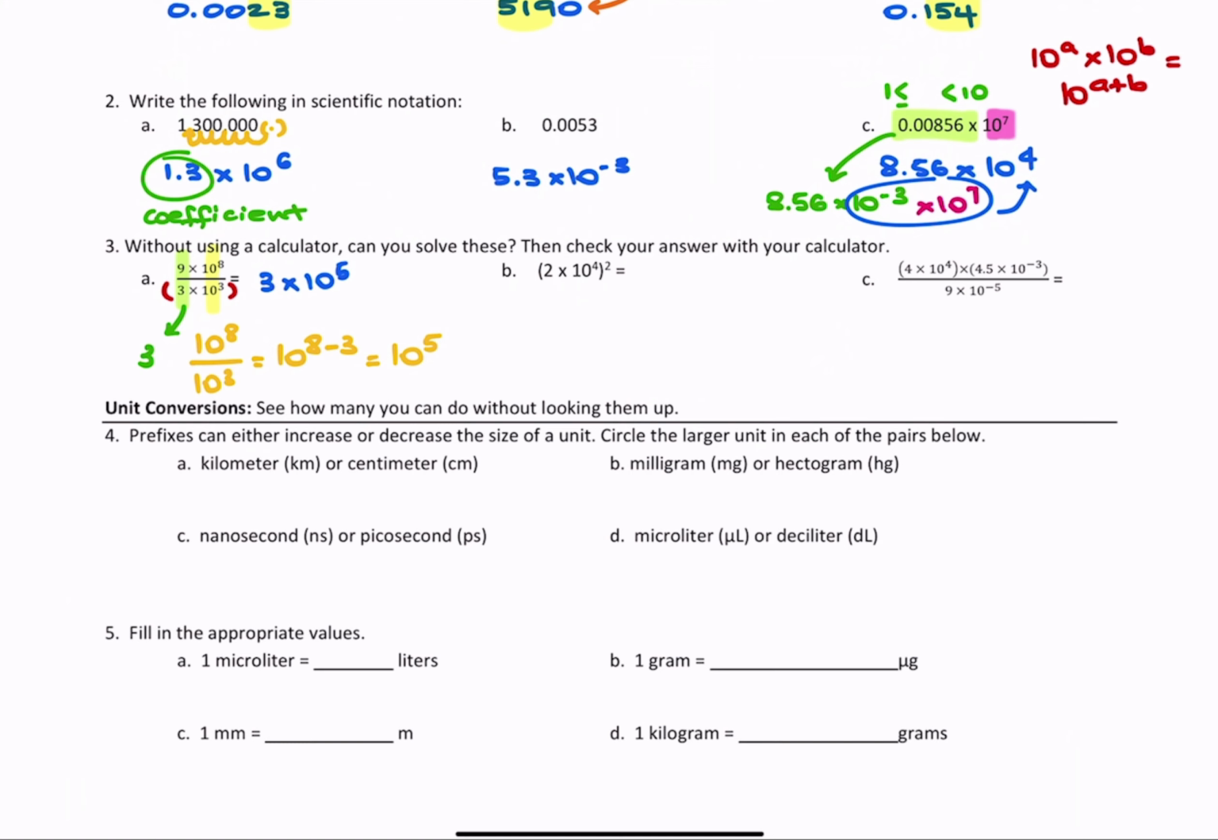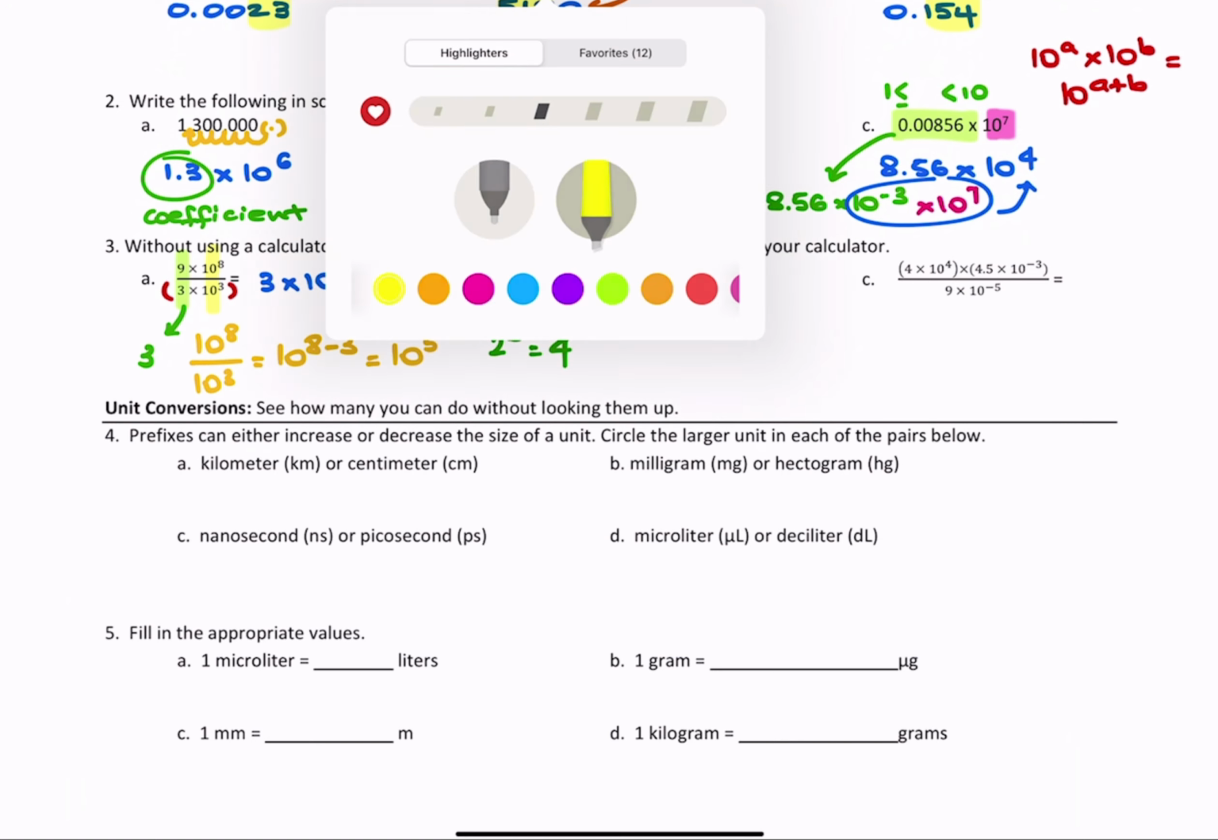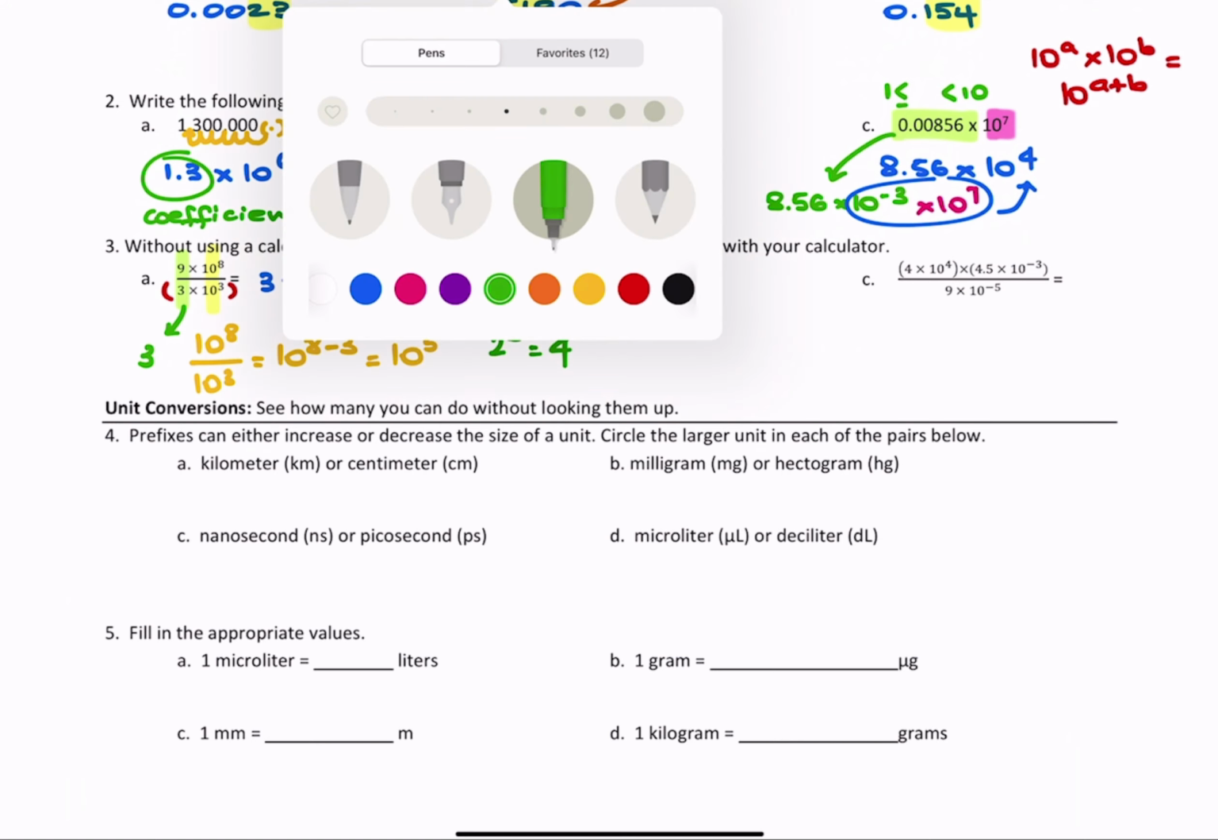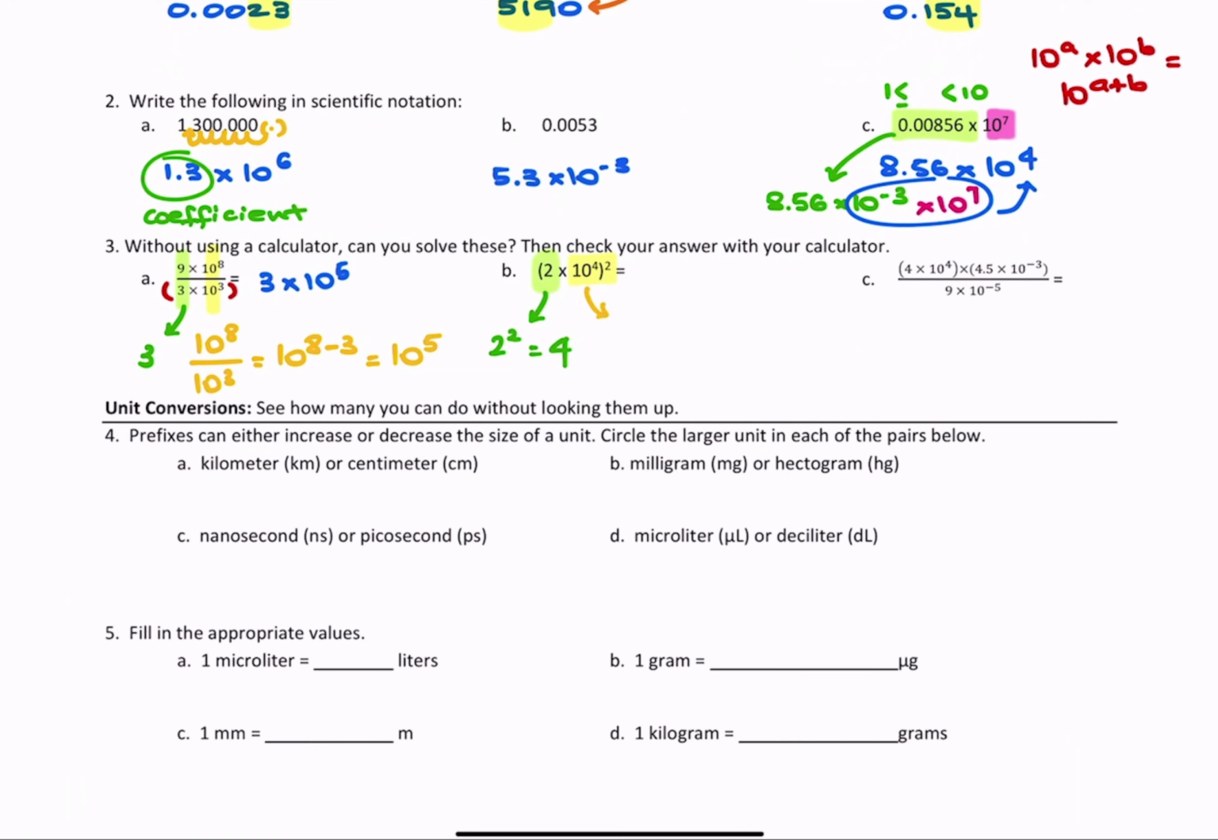2 times 10 to the 4th, all to the 2nd. So how do we do this? We're going to do the first part first. This is 2 to the 2nd. You distribute the power of 2. This is 4. Then we can take care of the power here. And we have right there 10 to the 4th to the 2nd. So it's 10 to the 4 times 2. Therefore, 10 to the 8th. Let's put this together, and we get 4 times 10 to the 8th. You can check this on your calculator.